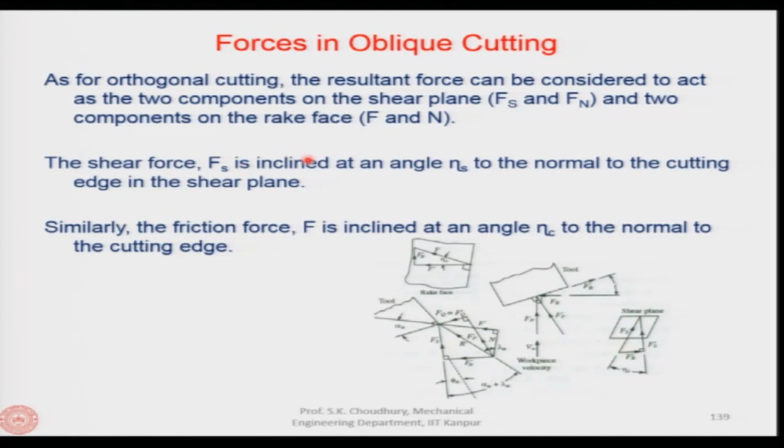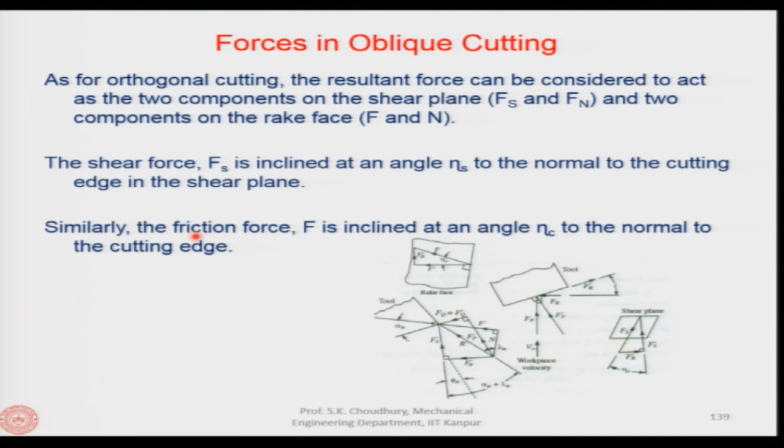The shear force Fs is inclined at an angle ν_s to the normal to the cutting edge in the shear plane. If you see the true view of the shear plane, what we are saying is that Fs is inclined at an angle ν_s to the normal to the cutting edge of the shear plane. So, let us say this is the normal to the cutting edge of the shear plane, and Fs makes an angle ν_s to this normal.